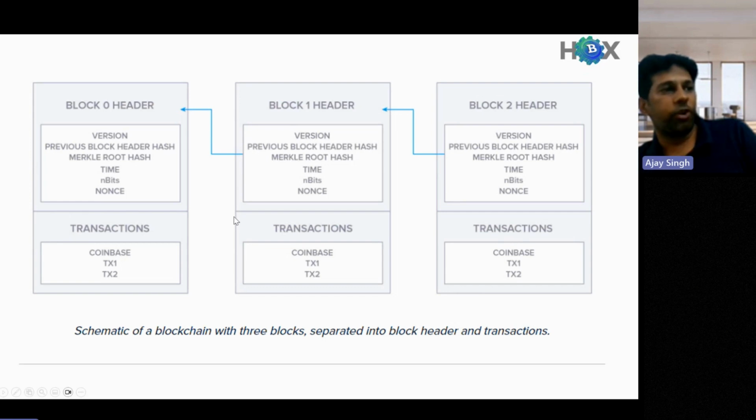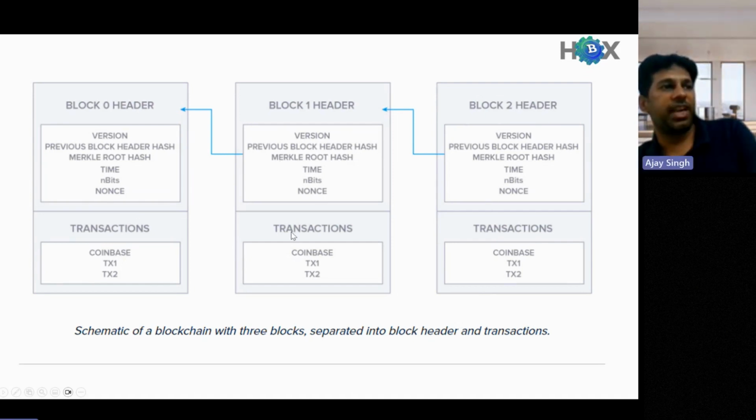Now, when the next block formation happens, it is linked to the previous block. If you see, the header had one thing which is known as the previous block header hash. So they take whatever this particular block is, they take the hash, and they put it inside here. They also put in the Merkle root hash. Similarly, the second block is formed.